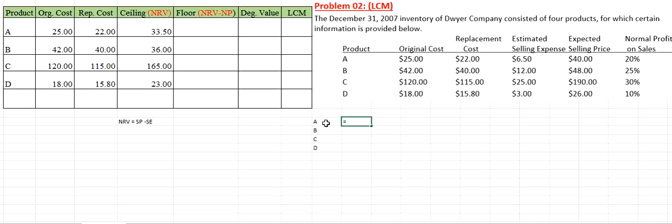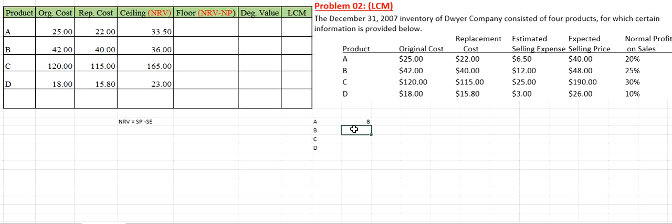So what is the normal profit percentage of product A? 20%. Now 20, let me zoom it so that you can see it. Okay, I cannot zoom it for time right now. So what it is, it's 20%. So 20%, ladies and gentlemen, it means 0.20 of selling price. What is the selling price of product A? $40. So I get $8. Okay, so $8 is the normal profit that I'm earning on product A.